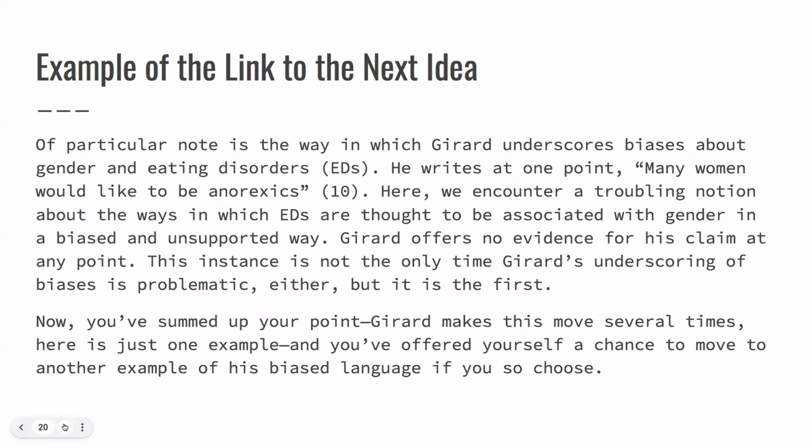So if your topic sentence is, "Of particular note is the way in which Girard underscores biases about gender and eating disorders, or EDs," and your evidence is, "he writes at one point, many women would like to be anorexics," and then you analyze that evidence, noting, "Here we encounter a troubling notion about the ways in which EDs are thought to be associated with gender in a biased and unsupported way. Girard offers no evidence for his claim at any point."